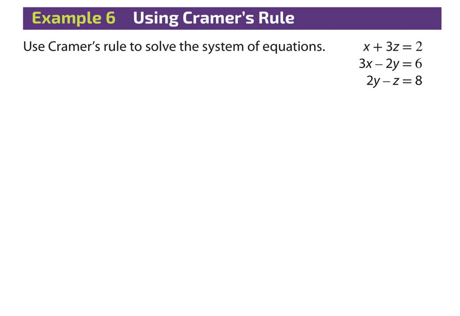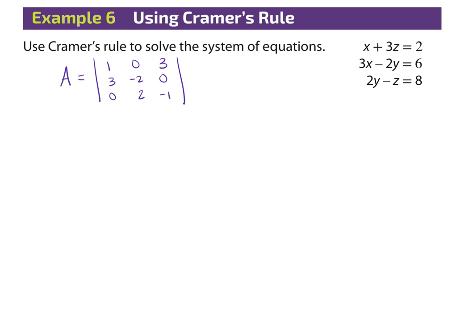So the first thing you want to do is you want to set up your coefficients in a matrix. So we're going to label it A, X, A, Y, A, Z so that you can see the difference. So this is just my coefficients. Remember, if you don't have one, put a 0 in. So 1x, 0y, 3z, 3x, -2y, 0z, and 0x, 2y, and -1z. All right, so that is my matrix of my coefficients.